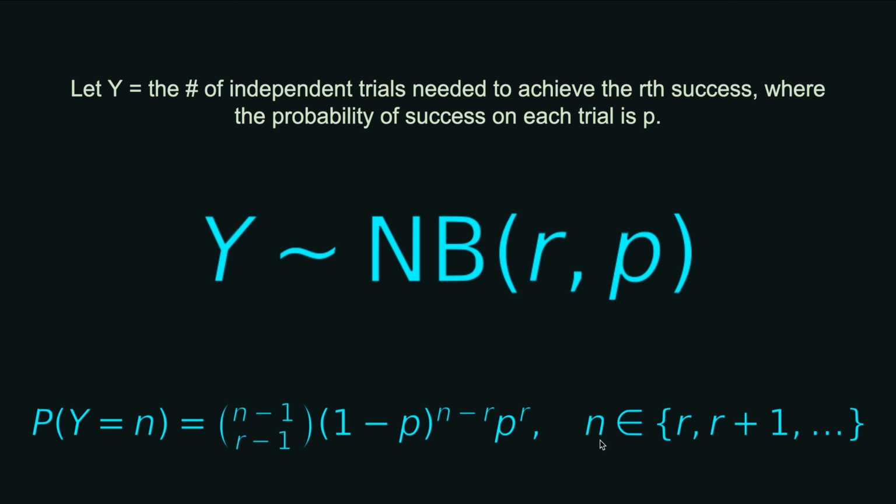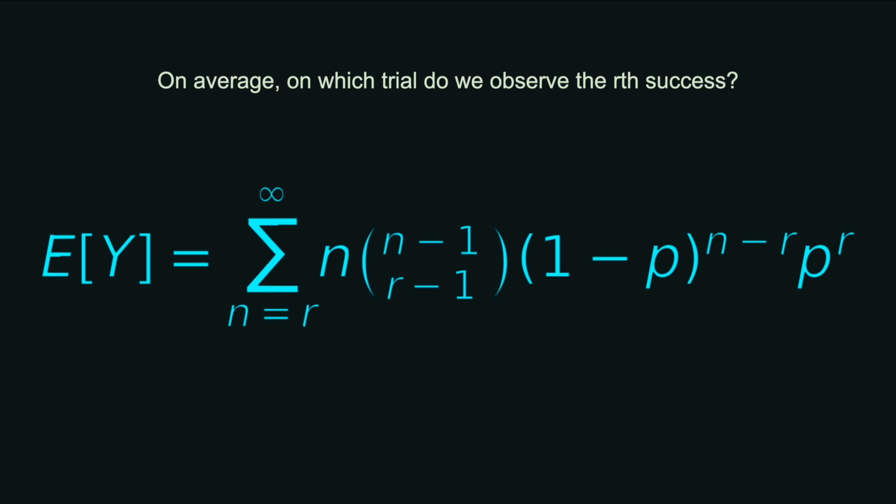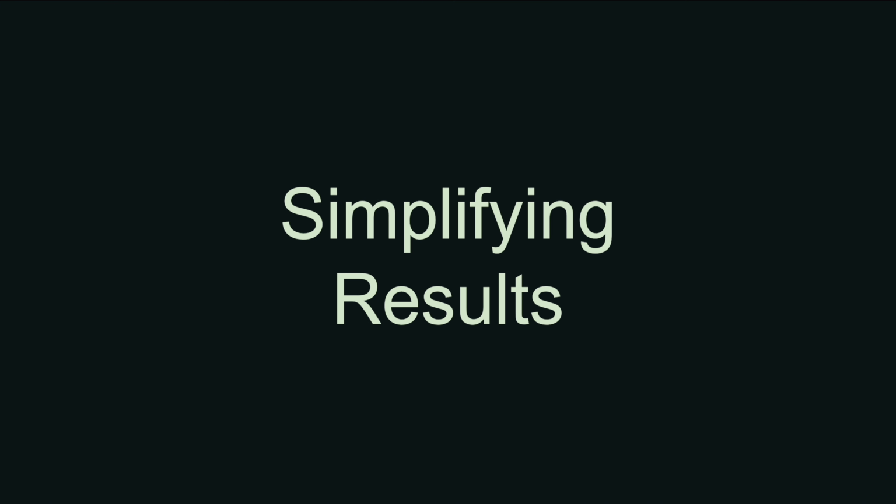The possible values that n can take on are r, r plus 1, r plus 2, etc., and this is called the support of the random variable. Okay, to get the expected value of y, we have to compute this insane summation. Before we do that though, let's give ourselves some simplifying results that'll make things way easier.